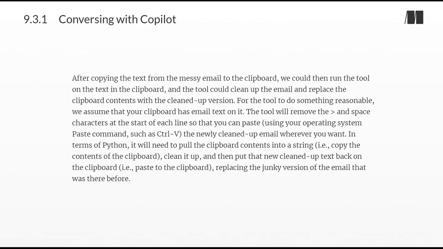After copying the text from the messy email to the clipboard, we could then run the tool on the text in the clipboard, and the tool could clean up the email and replace the clipboard contents with the cleaned-up version. For the tool to do something reasonable, we assume that your clipboard has email text on it. The tool will remove the greater than and space characters at the start of each line so that you can paste, using your operating system paste command such as Control-V, the newly cleaned up email wherever you want. In terms of Python, it will need to pull the clipboard contents into a string, that is, copy the contents of the clipboard, clean it up, and then put that new cleaned up text back on the clipboard, that is, paste to the clipboard, replacing the junky version of the email that was there before.